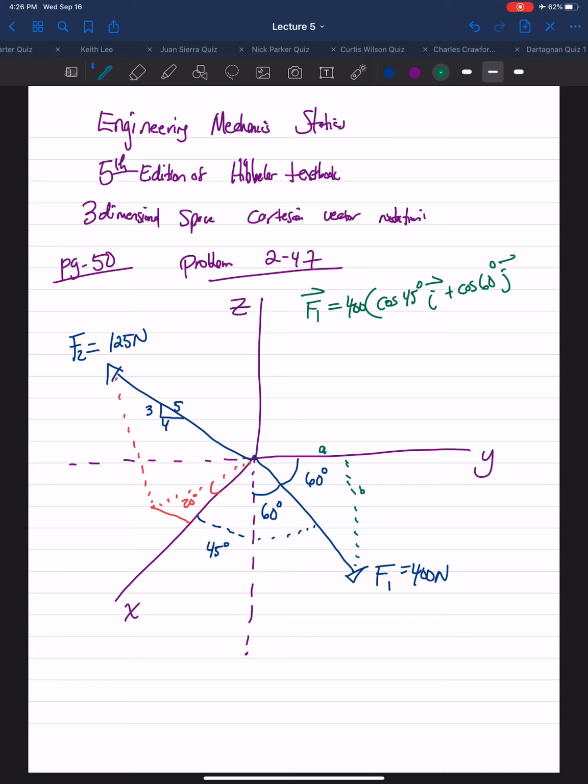And the sense of F1 points downward in the negative z direction. And the angle that force F1 makes in relation to the z-axis is also 60 degrees. And that would be the A leg once again. So cosine of that 60-degree angle gives us the negative z component of that force F1. So it'd be minus cosine 60 degrees, unit direction vector k.